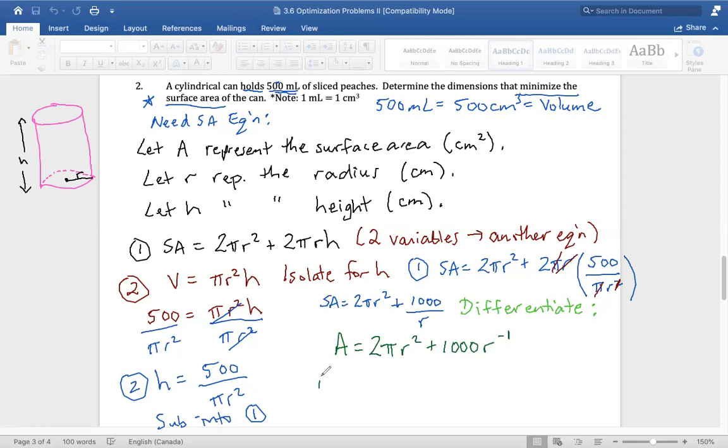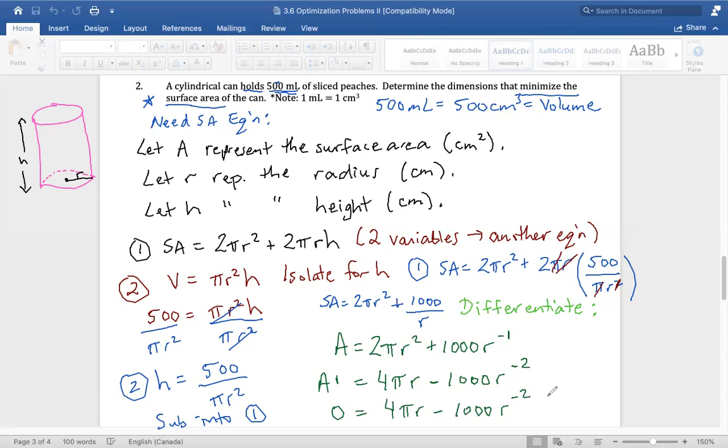Now to get the derivative, I can say A prime, and we're doing this with respect to r, right? So the 2 comes out in front and would be 4 pi r. The negative is being multiplied by the positive 1,000. So now I have negative 1,000 r, and don't forget -2, -1 minus 1. And then I set that equal to 0. So 0 is going to equal 4 pi r minus 1,000 r to the exponent of -2. So, okay, let's just write that out first. 0 equals 4 pi r minus 1,000 r to the -2.